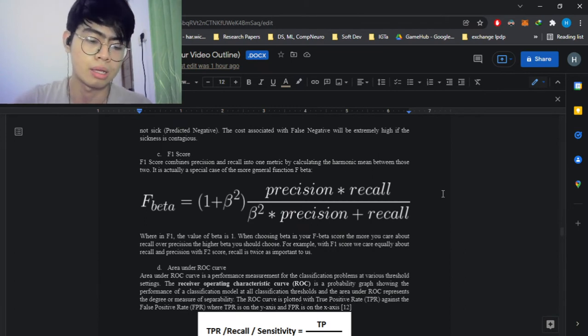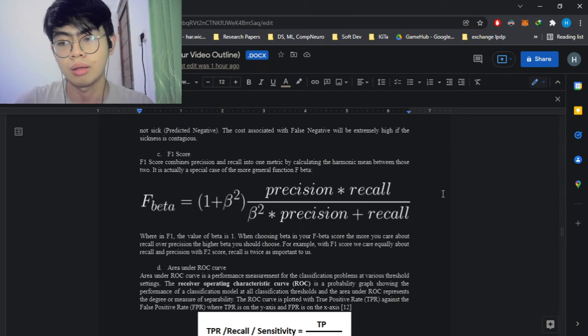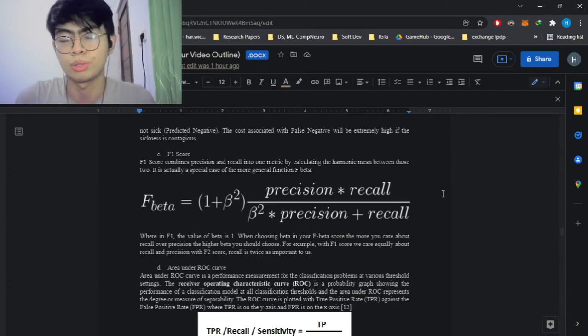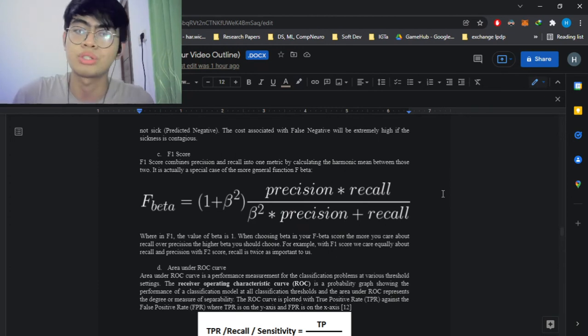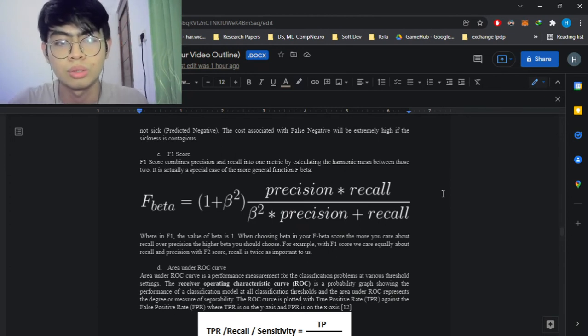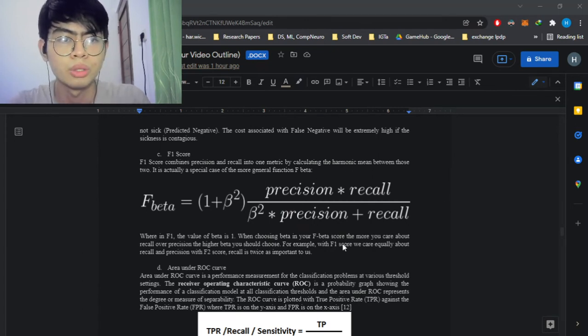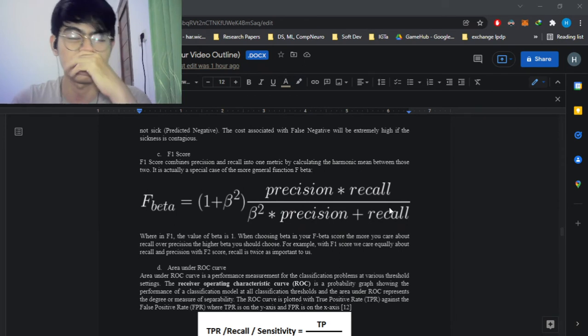But when you put, let's say, the value of beta equal to 2, recall is twice as important to us, and so on. For example, if you put beta as half, that means precision is twice as important to us than recall. And you want to use F1 score when you want to maintain the balance between precision and recall for the classifier.